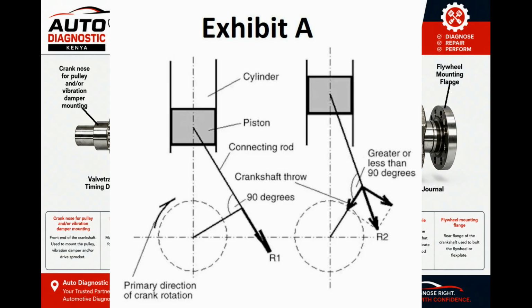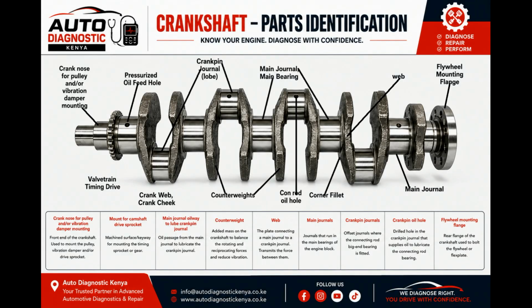Because the word can mean different things, it's better to use more specific terms. If you are talking about the distance from the center of the main journal to the center of the crank pin, call it the crank radius. If you are talking about the full diameter of the crank pin's circular path, call it the crank circle diameter. Throw can also refer to the crank pin with its adjacent webs and main journals. So when you are reading a technical manual and you see the word throw, don't assume it has only one meaning.